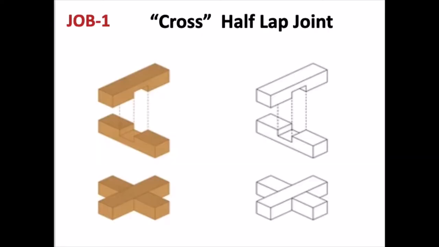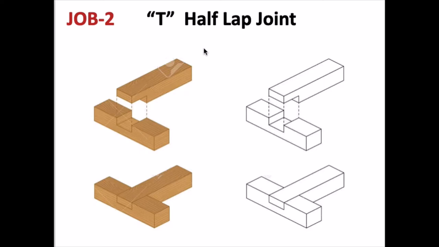So we can see here job one, which is called cross half lap joint. This is the drawing, how it has to be and how it seems like. So this is a cross half lap joint. We need to prepare this job with the help of a wooden piece. Another is the T half lap joint. You can see this here is a T-shaped lap joint. So these two jobs we need to prepare in this carpentry section.